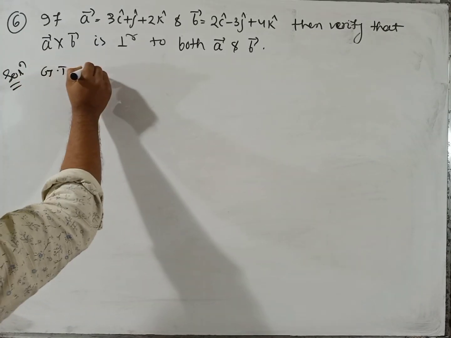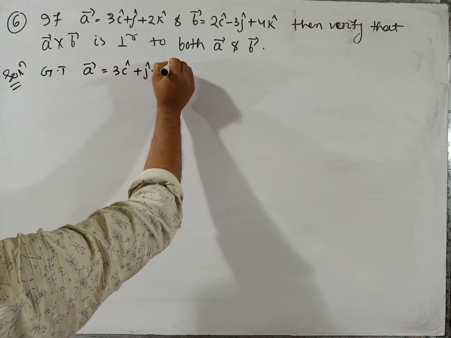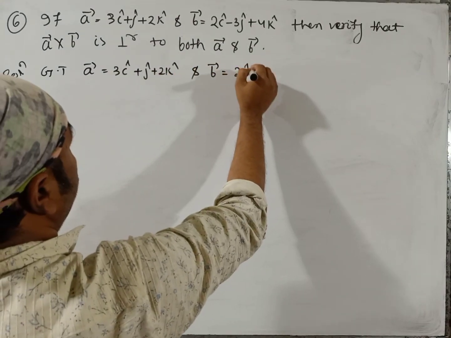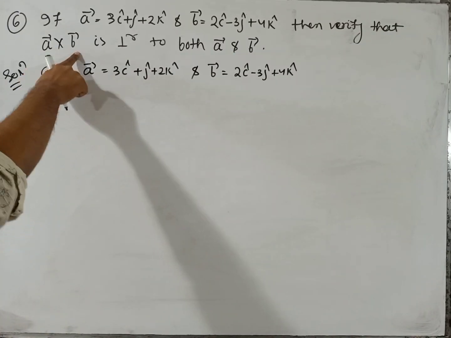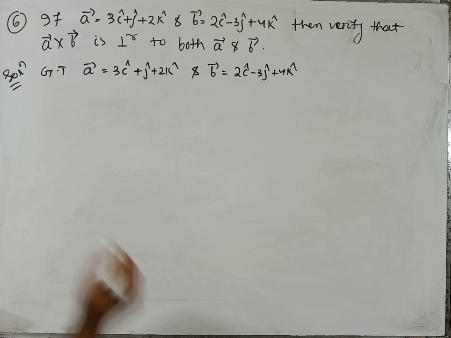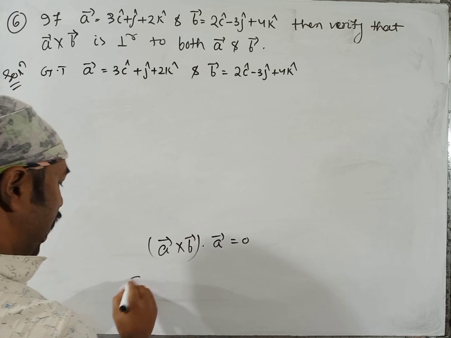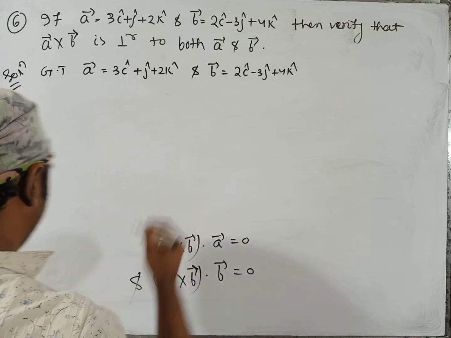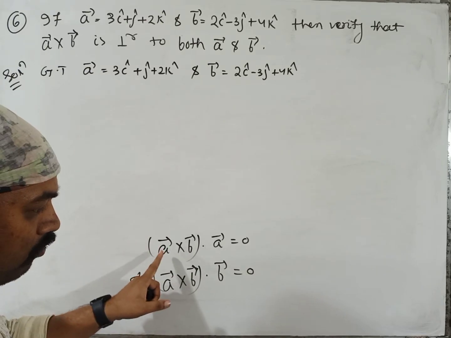Given that A vector is equal to 3i cap plus j cap plus 2k cap and B vector is equal to 2i cap minus 3j cap plus 4k cap, we have to verify that A vector cross B vector is perpendicular to both A vector and B vector. That means we have to prove that (A vector cross B vector) dot product with A vector is equal to 0, and also (A vector cross B vector) dot product with B vector is equal to 0. We have to prove these two conditions. But before this, first of all, we have to find A vector cross B vector.